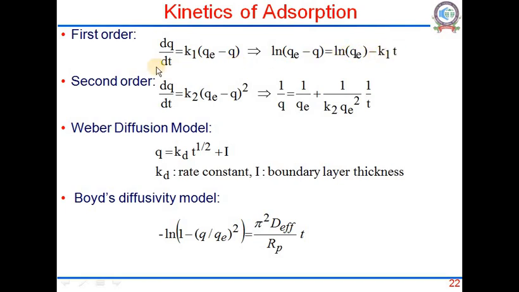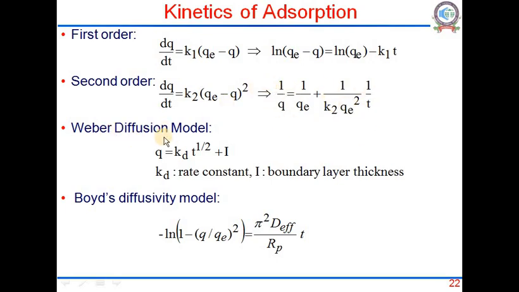If adsorption follows second order kinetics, then dq by dt would be k2 times (QE minus Q) the whole squared. Now we can integrate and rearrange this expression. We will get 1 by Q equal to 1 by QE plus 1 by (k2, the second order rate constant, QE squared) multiplied by 1 by t. So if you plot 1 by Q versus 1 by t, we will get 1 by QE as the intercept, and the slope will give us the k2 value. Derive these equations for yourself, derive the linearized form for yourself.